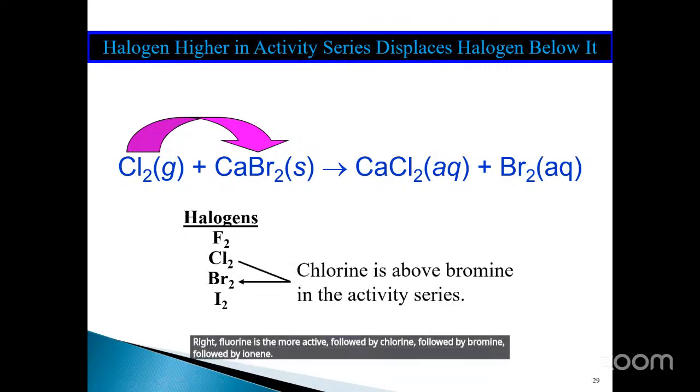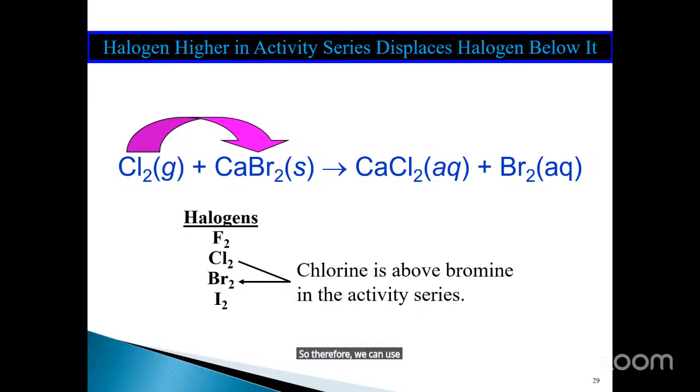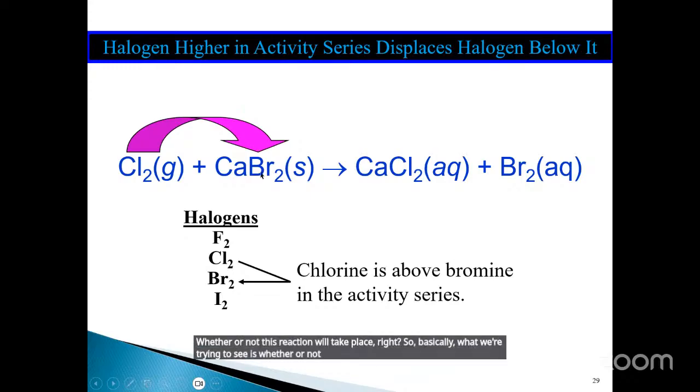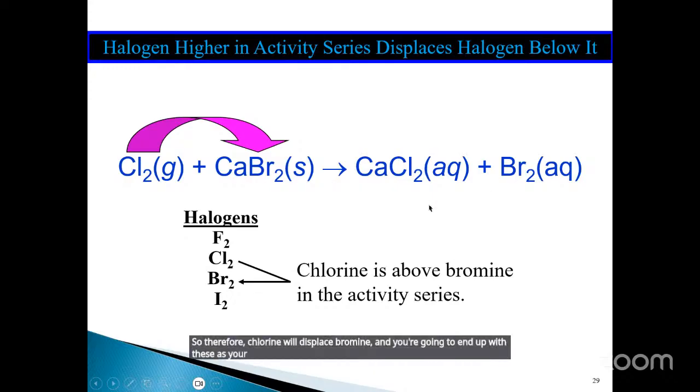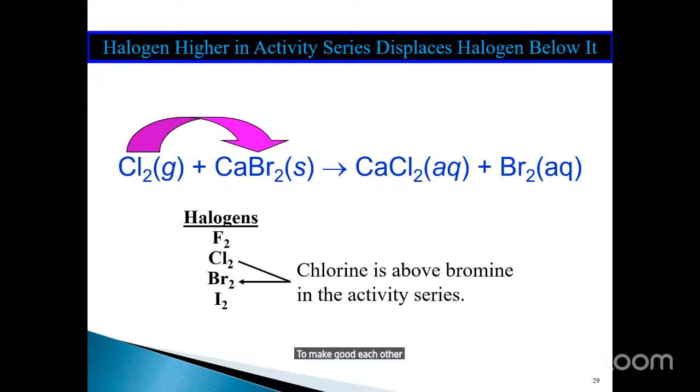So we can use that series to make predictions such as whether or not this reaction will take place. What we're trying to see is whether or not chlorine will displace bromine, and the answer is yes, because chlorine is above bromine in that series. Therefore, chlorine will displace bromine, and you're going to end up with these as your products. That's how that particular activity series can be used to make predictions about whether a single displacement reaction will take place.